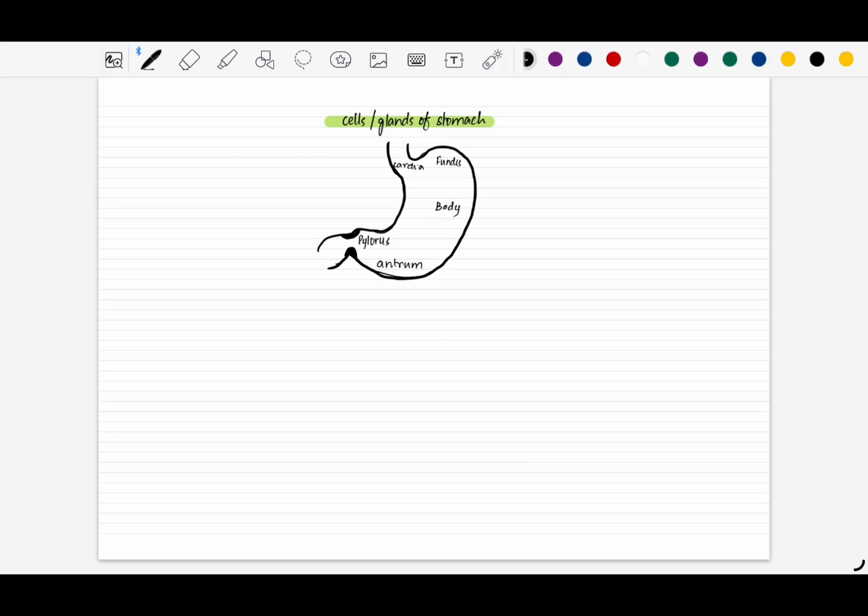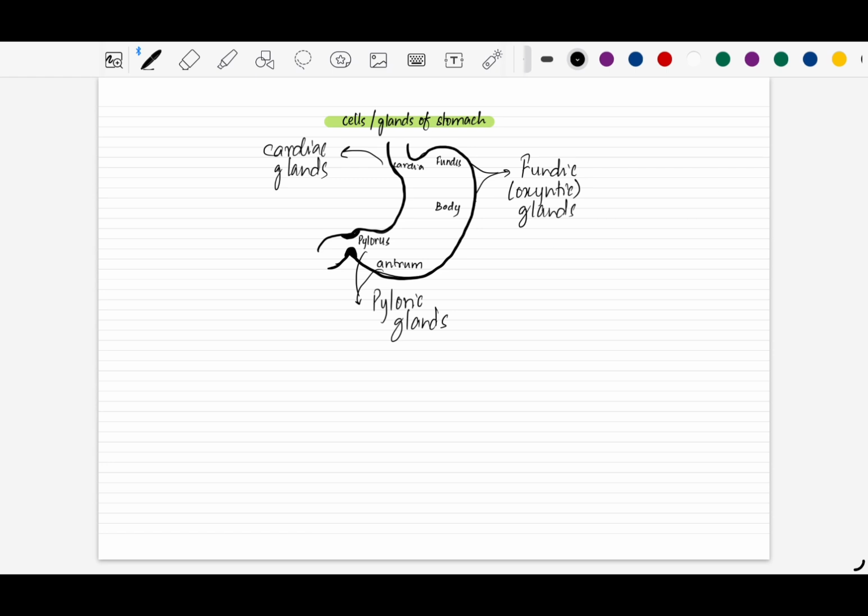Now each part of the stomach consists of a separate type of glands. The cardia consists of the cardiac glands, the fundus and the body consist of the fundic, also known as the oxyntic glands, and then the antrum and the pylorus consist of the pyloric glands. This means that the stomach actually has three types of glands: cardiac glands, fundic glands, and pyloric glands. Let's first discuss the cardiac glands.